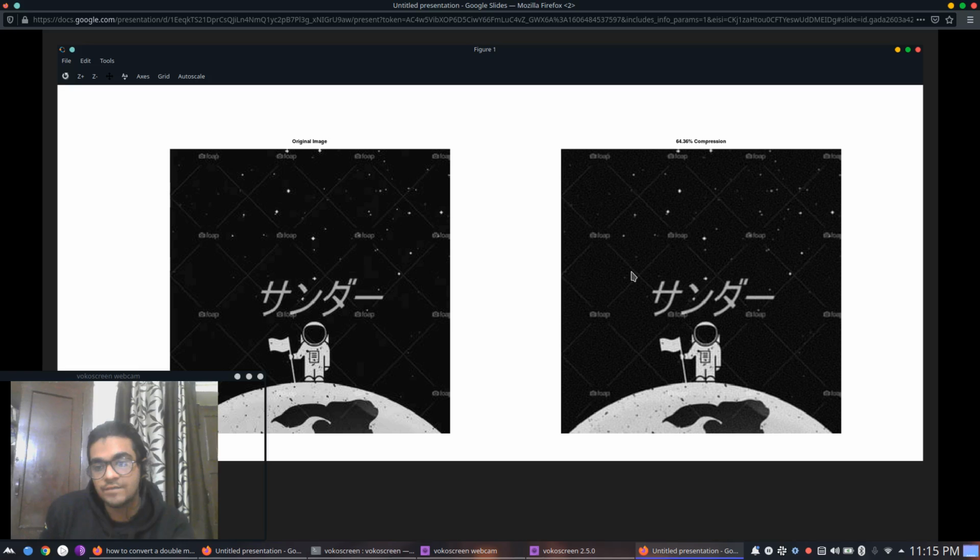The second image contains 64.36% of the pixel count of the original image. And you can kind of see the grain beginning to appear, but it more or less looks the same. So this is how the fast Fourier transform is used in image compression.